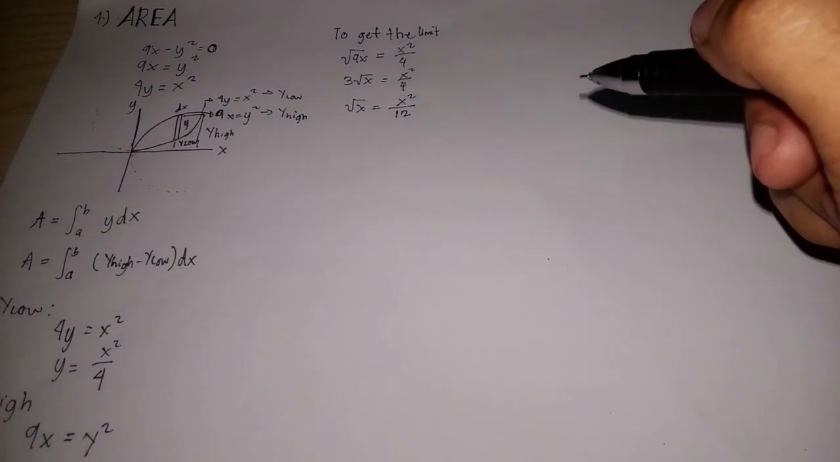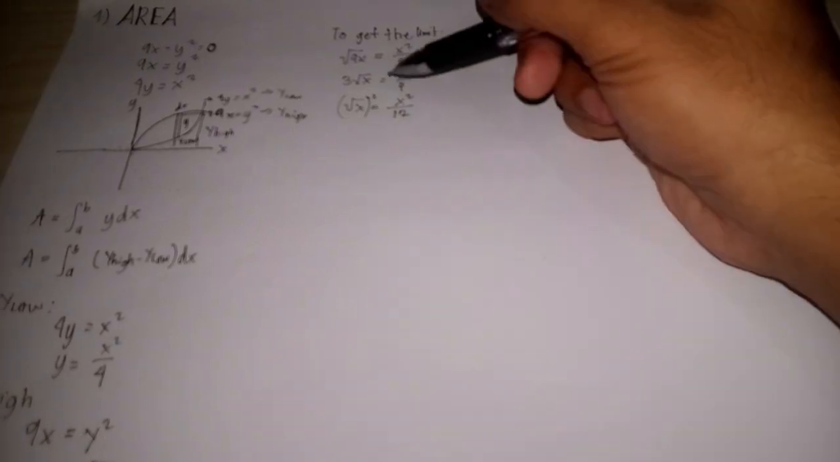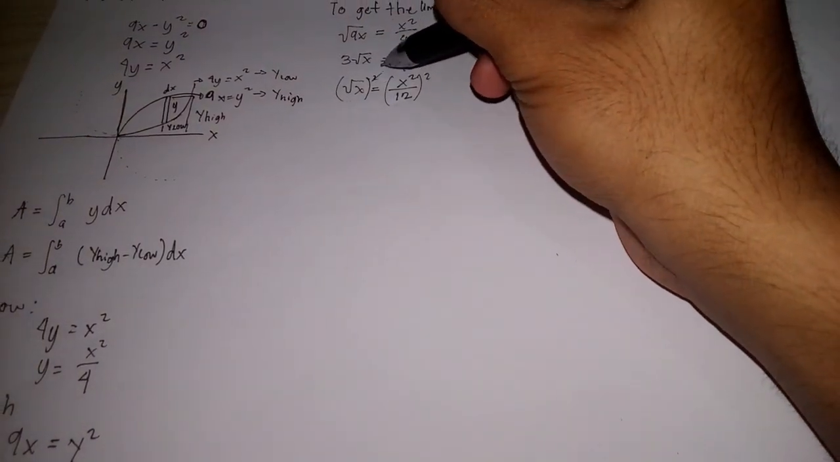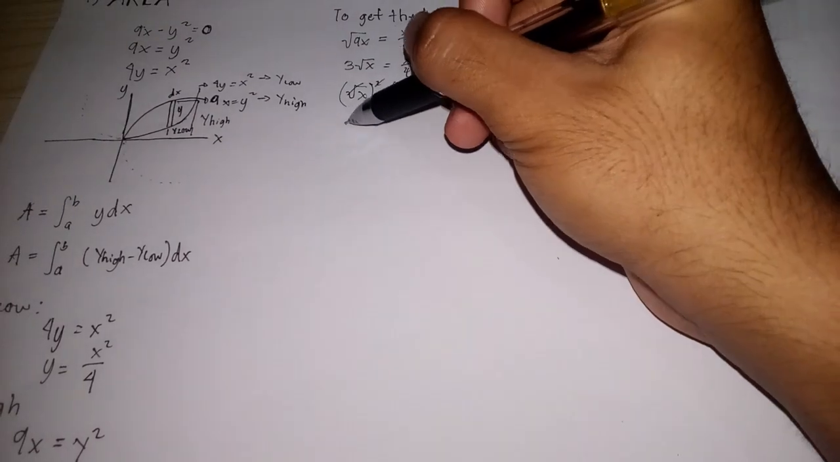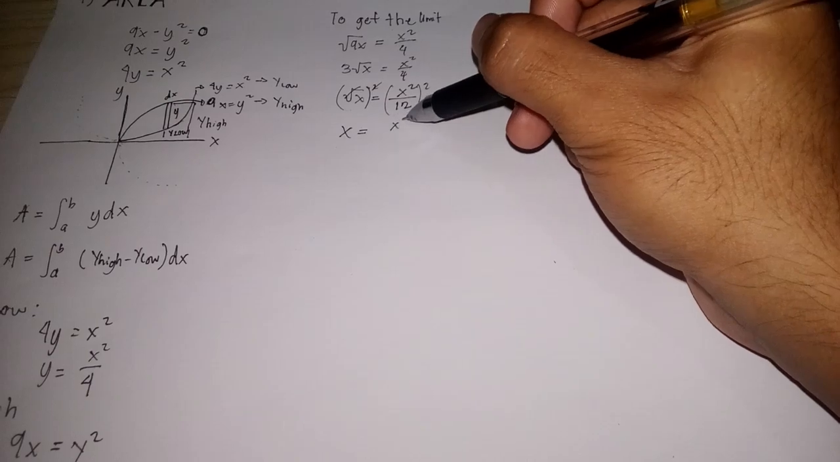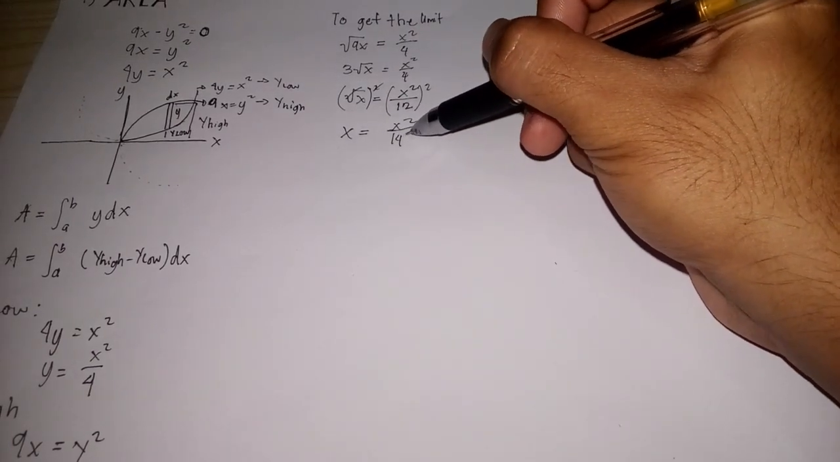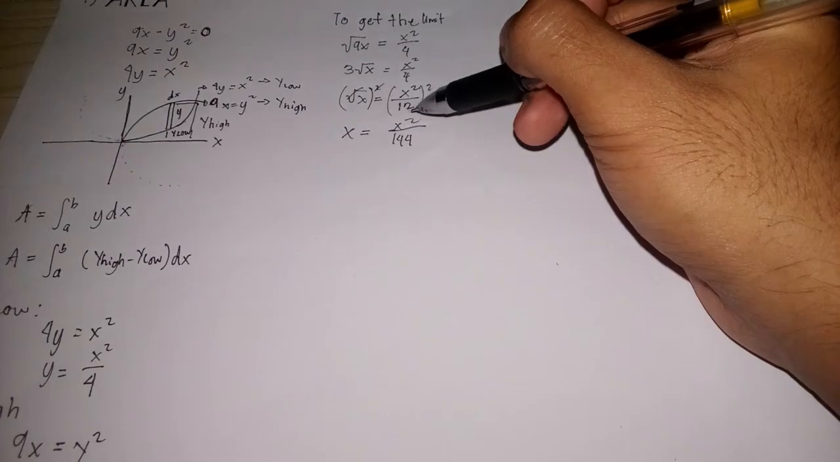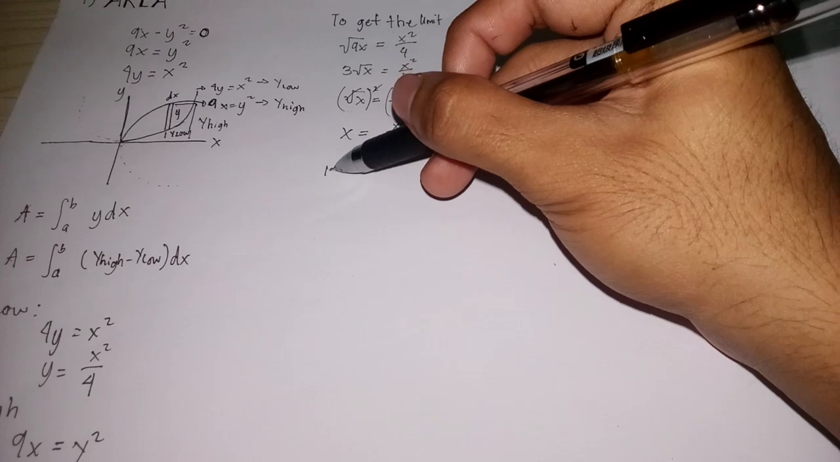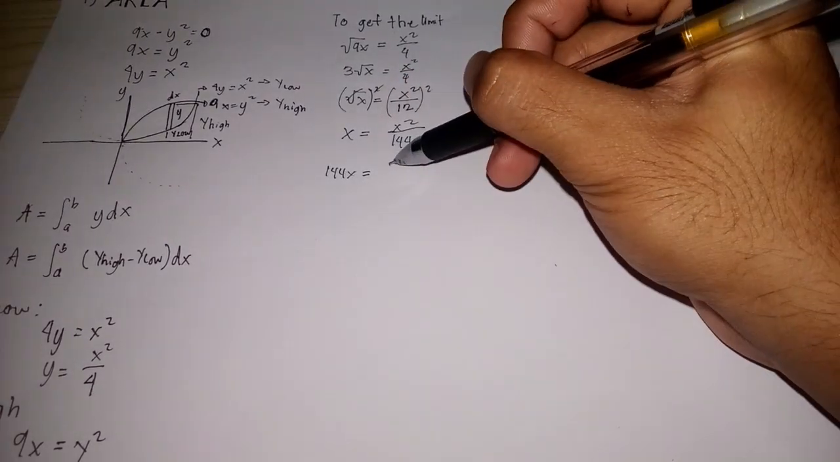Then next would be, let's square both sides in order to cancel out this square root. So now this will become x is equals to x squared over 144. But we still have x squared here, so let's cross multiply. We'll get 144x is equal to x squared.